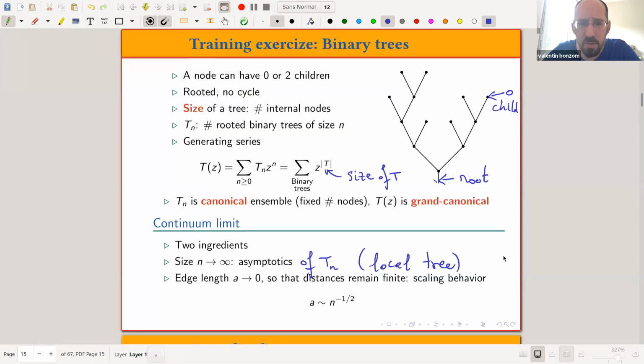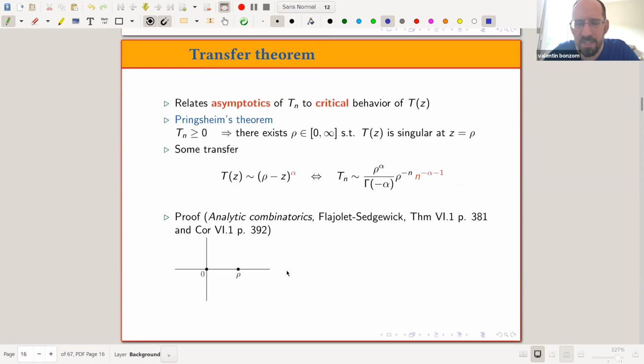So I will need, from the mathematical side, the asymptotics of Tn. And for this, it's useful to know some transfer theorems, which relate the asymptotics of Tn, the number of objects, to the critical behavior of T of Z, the generating series. So let's skip Pringsheim's theorem. Maybe I shouldn't go too technical, and just give you the transfer theorem.